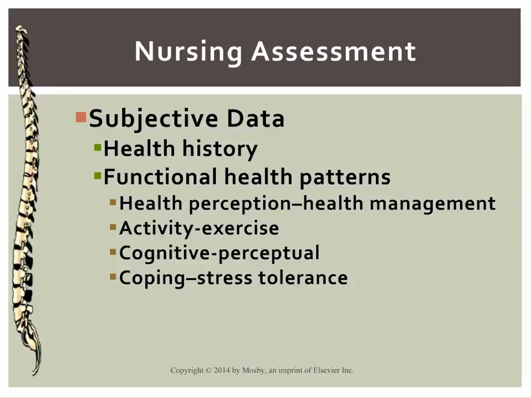Look at loss of strength, movement, and sensation below the level of the injury, dyspnea, inability to breathe adequately, or air hunger. Cognitive perceptual, the presence of tenderness, pain at or above the level of the injury, numbness, tingling, burning, twitching of the extremities. And coping stress tolerance, look for fear, anger, denial, and depression.